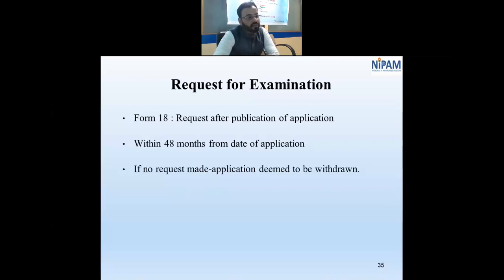So if today you have filed an application in the office, you can submit a request for examination within a period of 4 years. That is the time limit which the patent office gives you. In those 4 years, you can decide whether to withdraw or whatever action you want to take. So 4 years, 48 months, is the time limit within which you can file a request for examination. If no request for examination is filed, your application will not be examined and it will be deemed to be withdrawn.